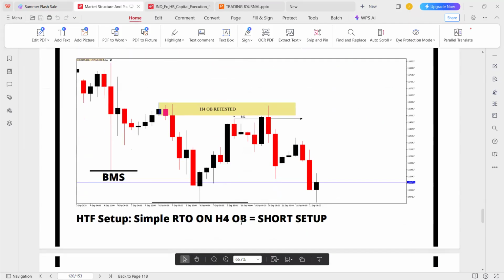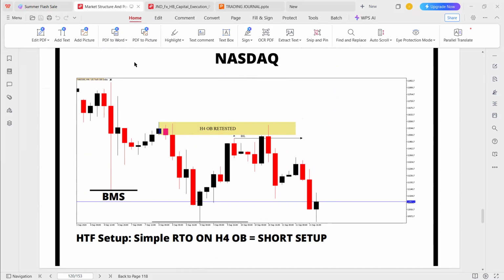Another example on Nasdaq, this is the 4 hour time frame. On the 4 hour time frame, what do we have? We have price. I think this is actually a downtrend which was happening. So price left an OB here. We broke structure. Each time we break structure, we always want to look for a trade in the direction of the break, but we need to wait for that retracement.